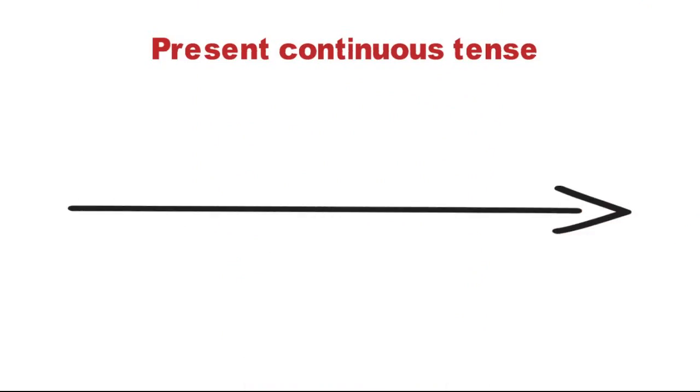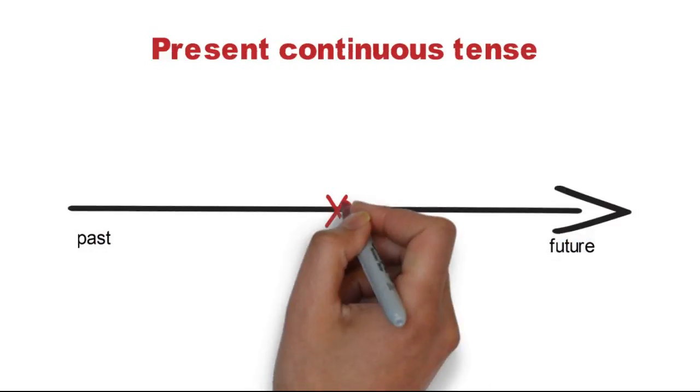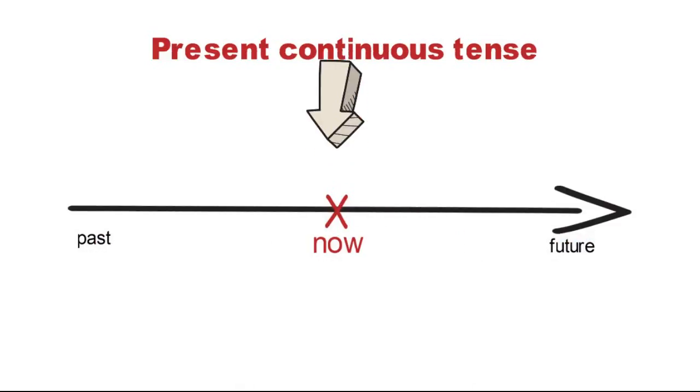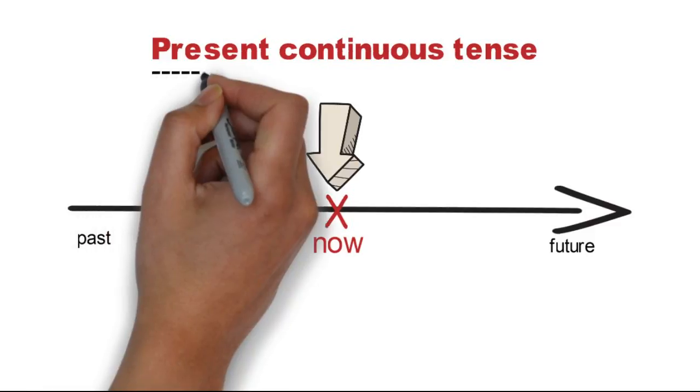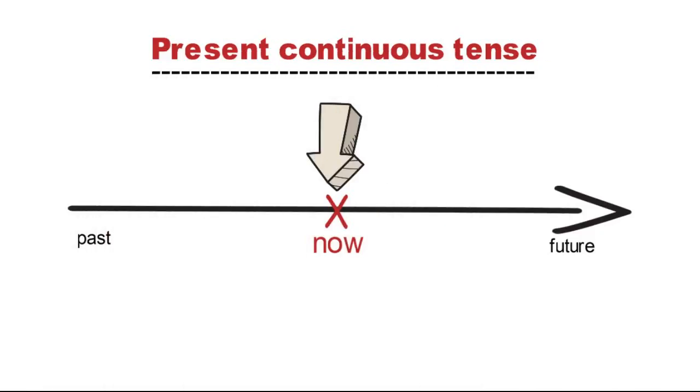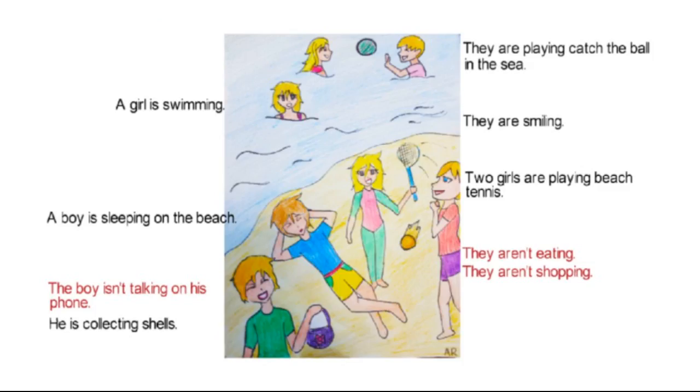When we want to talk about what someone or something is doing right now at the time of speaking, we use the present continuous tense. All of these sentences tell us what the children are doing now. They all use the present continuous tense.